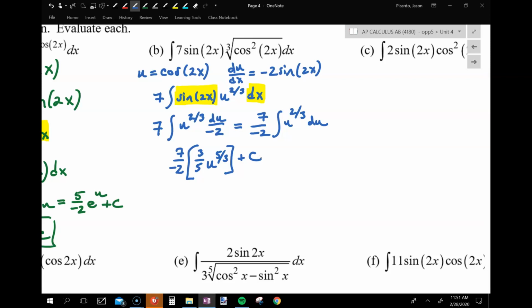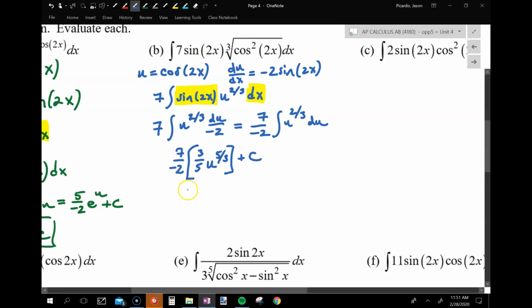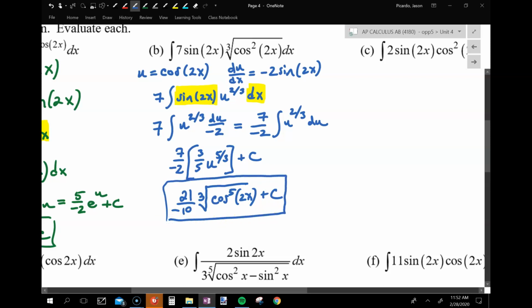So what do I got here? I got 21 over -10. And then I have the cubed root of cosine to the 5th of 2x plus c. Impressive work, isn't it, Brandon?